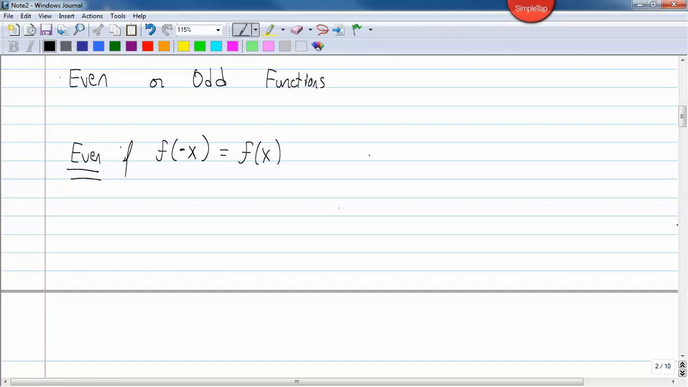So for example, if f of x equals x squared and I find f of negative x, that means I plug a negative x in right there in parentheses and work that out. Negative x times negative x is positive x squared. So you see I get the same thing here and here. I get what I started with. That means that f of x equals x squared is an even function.